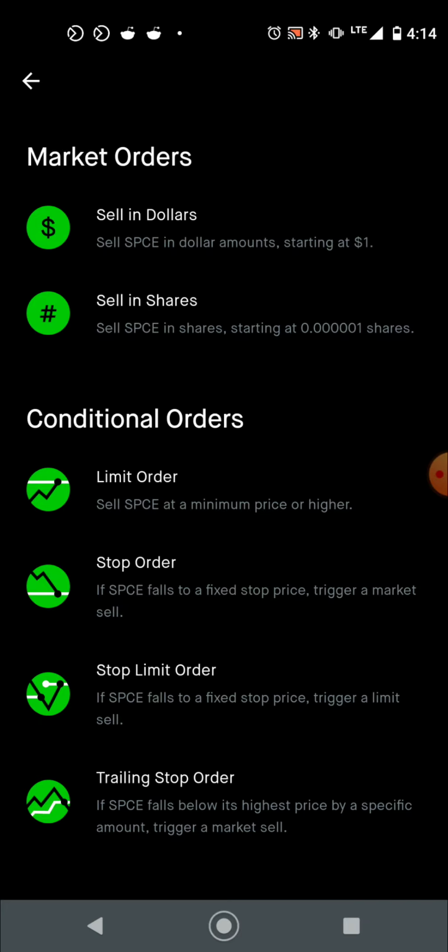Well, you're basically setting conditions for an order to take place, and if those conditions are met, the stock will be sold at the price of your choosing.